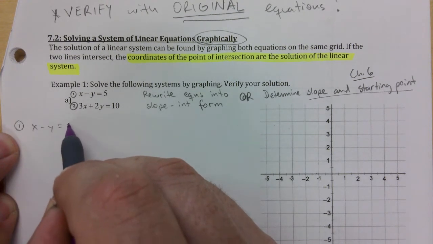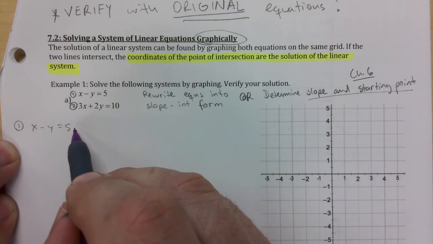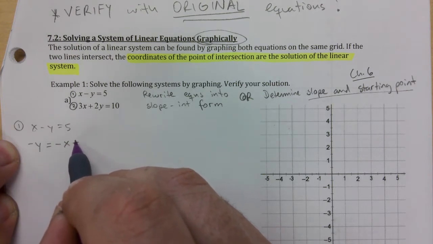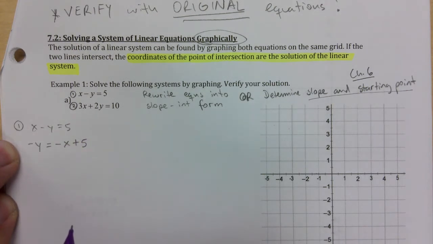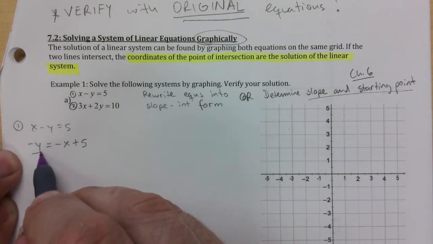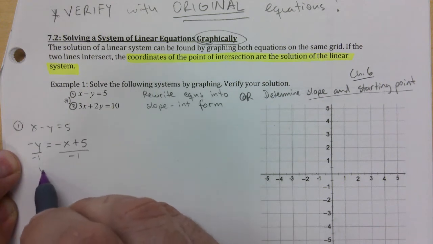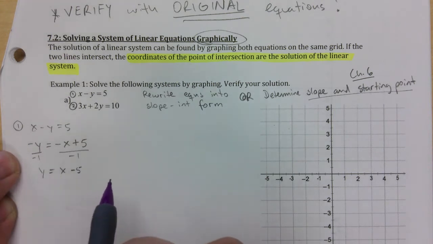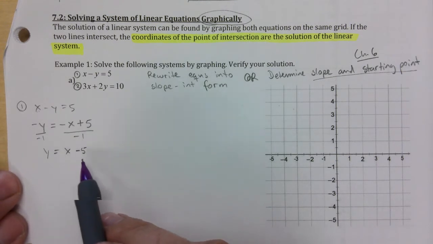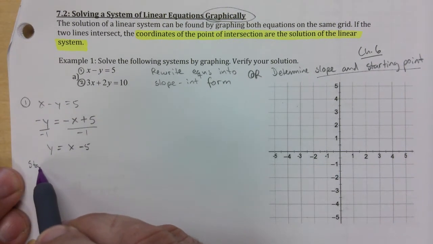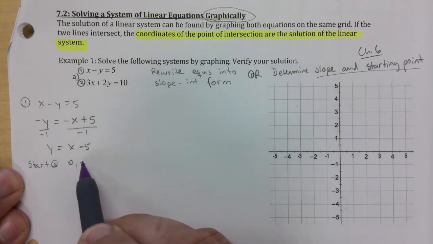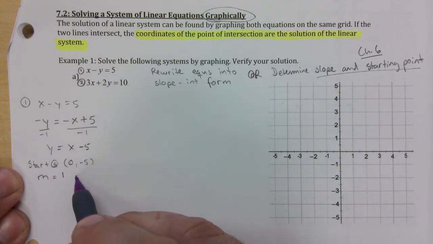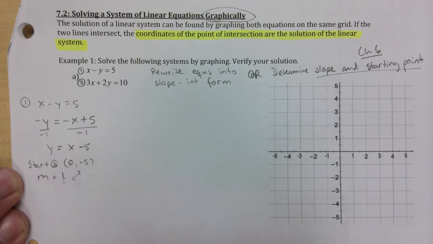x minus y is equal to 5. I will bring the x over. So negative y is equal to, when the x crosses the equal sign, it turns negative. The 5 is already there. We're almost there. We're going to divide everything by negative 1. y is equal to x minus 5. Okay. So from here, you know that you start at (0, -5). And then we use our slope, which is 1. It's positive 1, so we expect it to go up. It's actually 1 over 1.